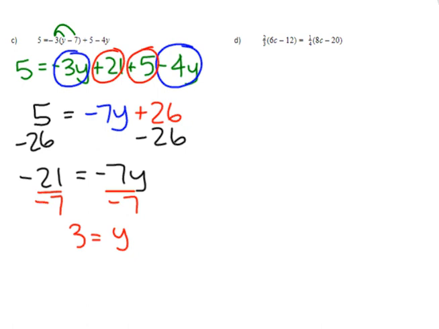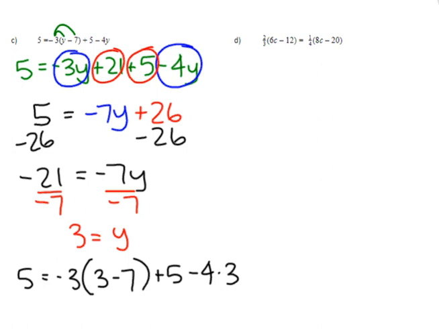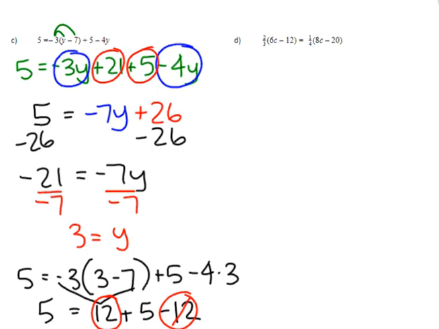Okay, check it step. 5 is on the left-hand side. On the right-hand side, we're going to do 3 minus 7 plus 5 minus 4 times 3. So 3 minus 7 is negative 4. Negative 4 times negative 3 is 12. Negative 4 times 3 is negative 12. And positive 12 plus negative 12 is 0. And 5 is equal to 5.